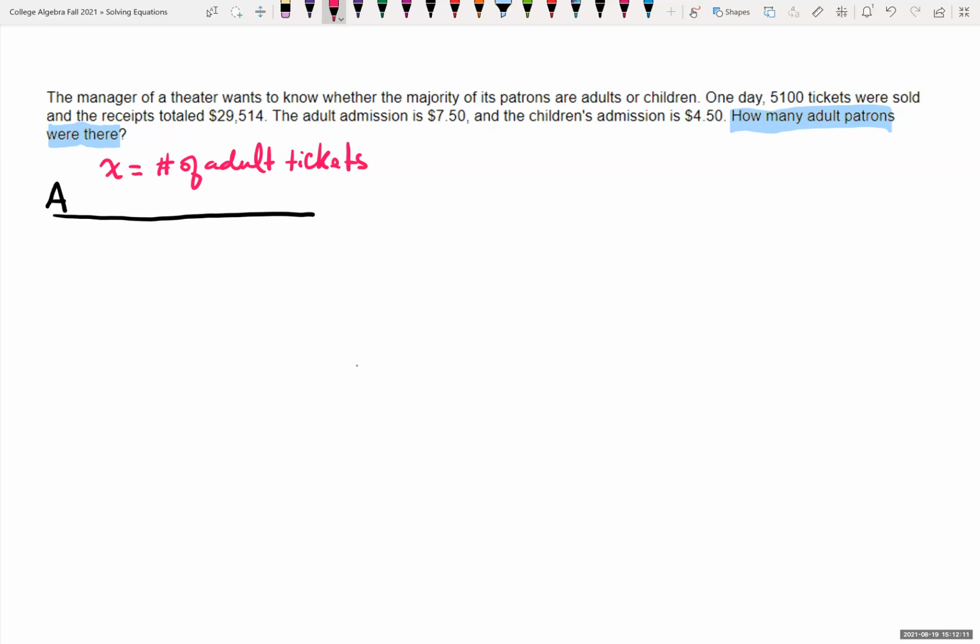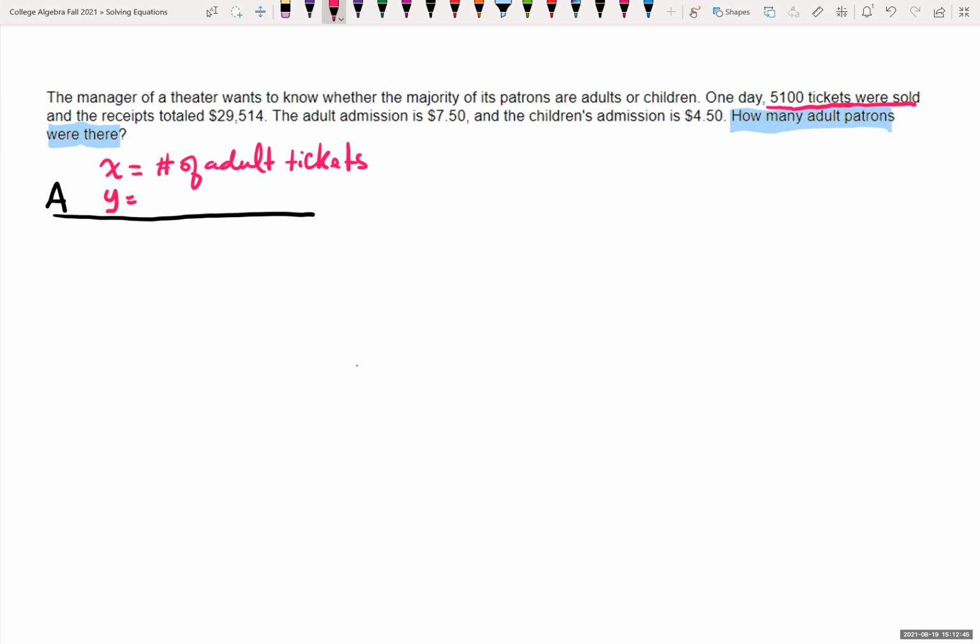So normally I would let maybe Y equal the number of children tickets sold. I guess I could say Y, but I want to represent this Y in terms of X. There should be enough information in order to do that. So let's go back up here. I saw that they told us how many tickets were sold. 5,100 tickets were sold altogether.